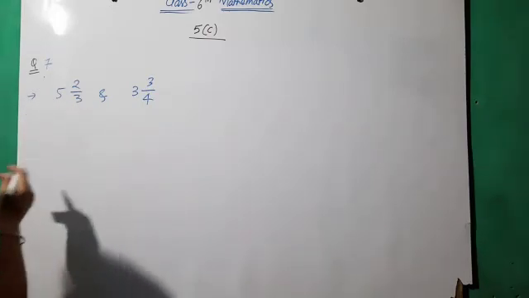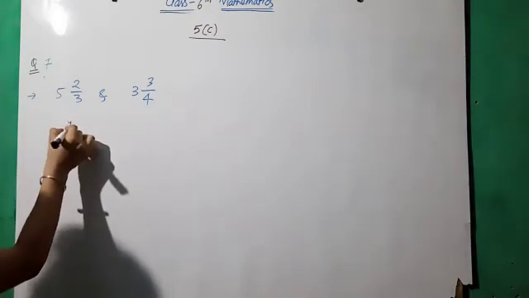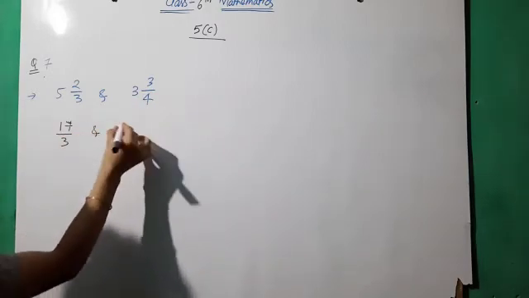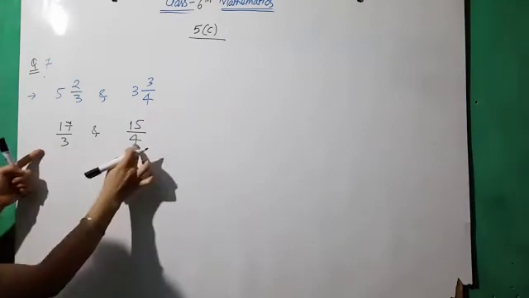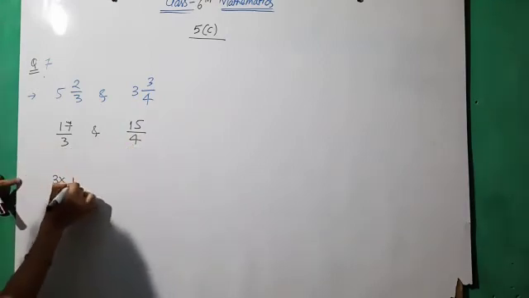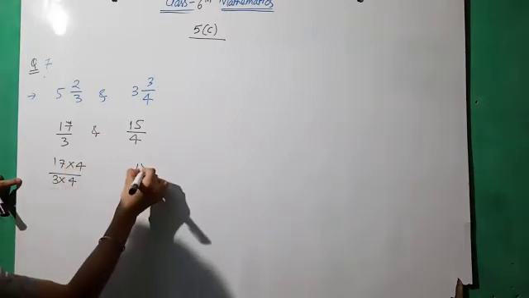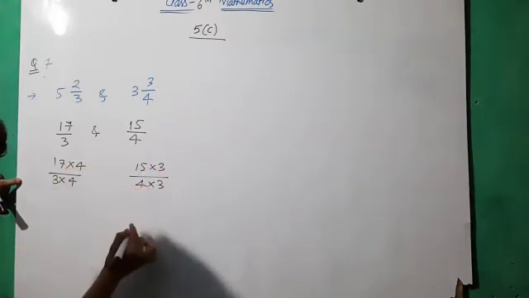First of all, we have to change the mixed fraction into an improper fraction. 5 times 3 is 15 plus 2, that is 17 upon 3. And this will be 4 times 3 is 12 plus 3, 12 plus 3 is 15 upon 4. LCM of 3 and 4 is 12. It means we have to multiply this number by 4, 17 into 4. And here we have to multiply by 3, 15 into 3 upon 4 into 3, so that the LCM is 12.